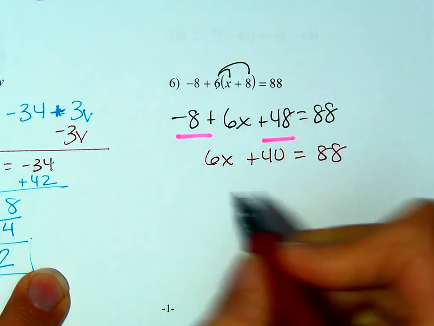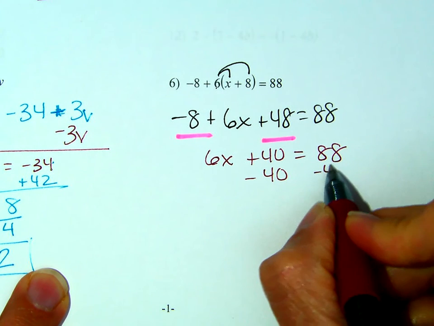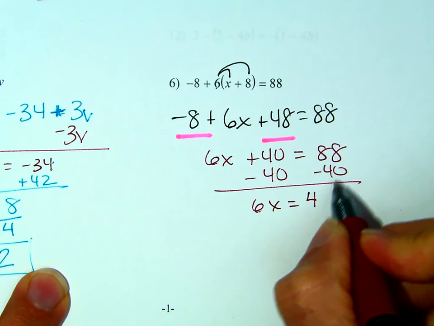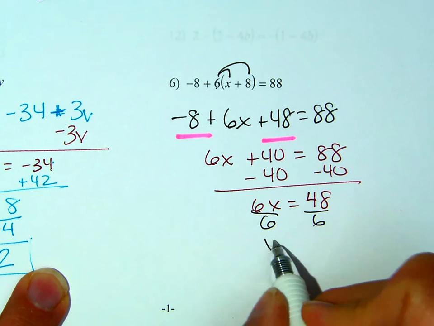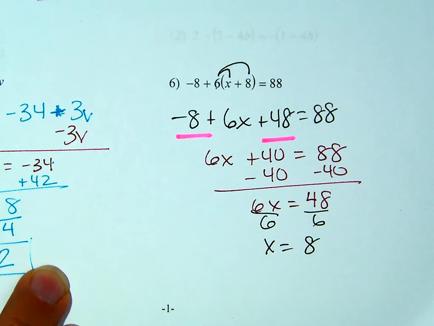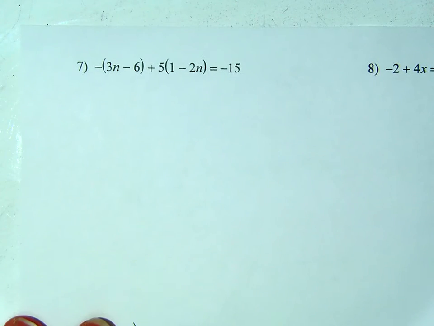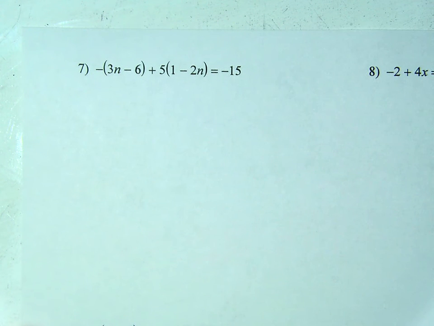Next step, since the x's are all on the left, I'm going to move my numbers or constants to the right. 6x equals 48. Looks like 48. I'm going to divide both sides by 6, and x equals 8. All right, next page. Hope you are doing great. I hope you're getting them all, and if you're not, I'm hoping you're finding your mistakes and understanding what you're doing so that you can knock the test out of the park.